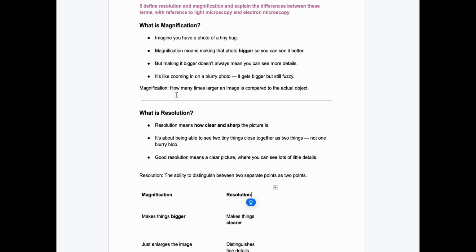But we know what it actually means. It's like how clear and sharp the picture is, right? But what they mean here is about being able to see two tiny things close together as two things, not one blurry blob. So good resolution means a clear picture where you can see lots of little details. So we have the definition of magnification and resolution. You have to memorize them along with all the other terms that are going to come up.